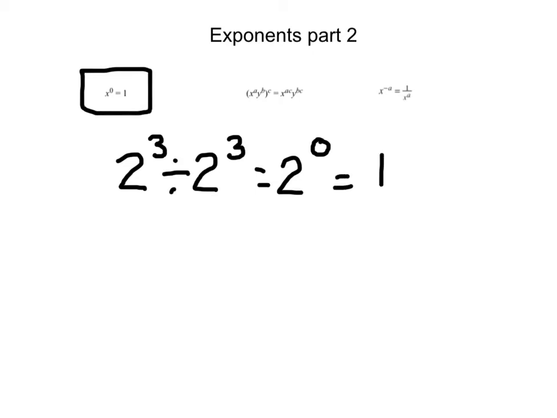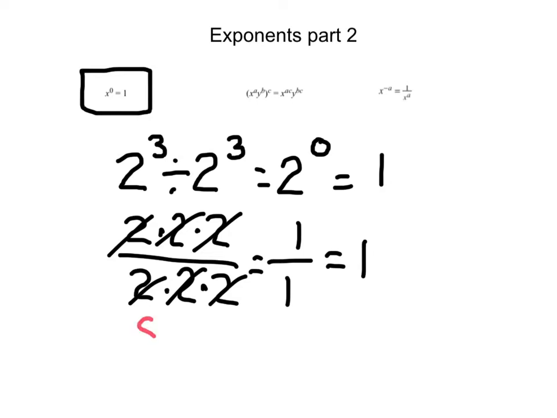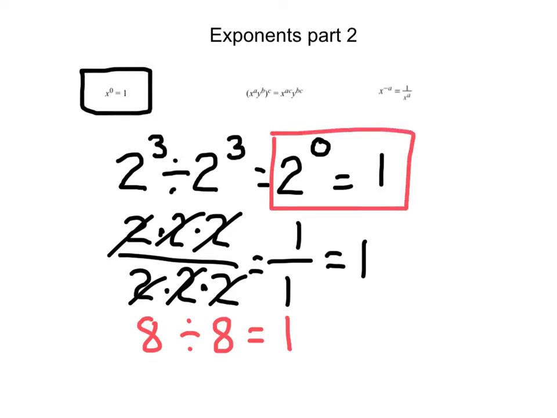Well, let me write this out another way to see if that's really true. 2 cubed is 2 times 2 times 2. And so if I divide 2 times 2 times 2 by itself, everything cancels out, and yes, I should get 1 over 1, or just 1. Also, another way of looking at it is 2 cubed is equal to 8. So does 8 divided by 8 equal 1? Well, yes, it does. So here we see that when we have any base number to a 0 power, that equals 1. Doesn't matter what the number is.